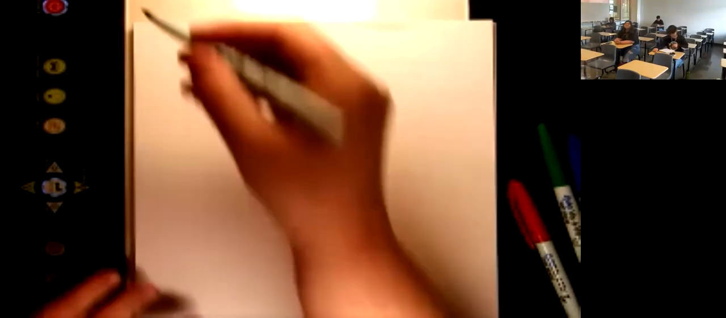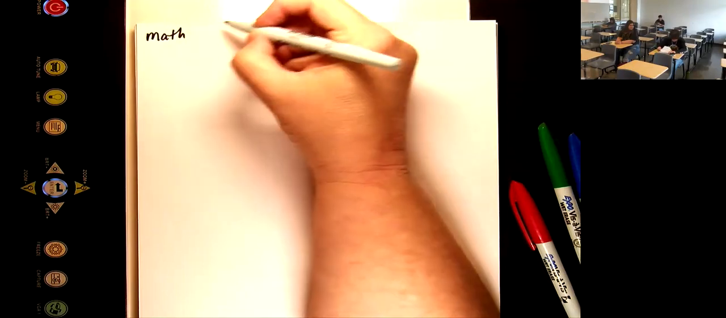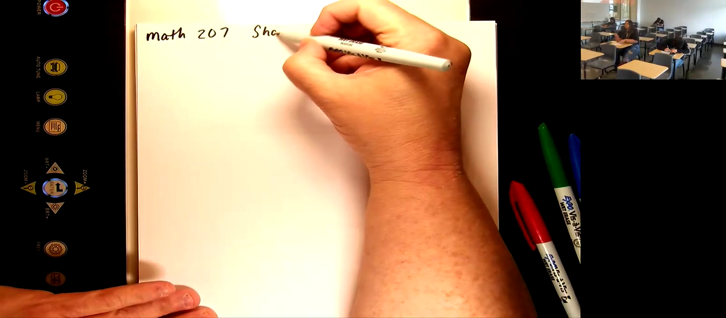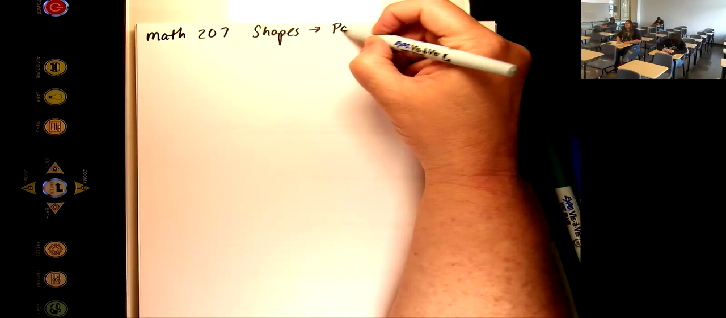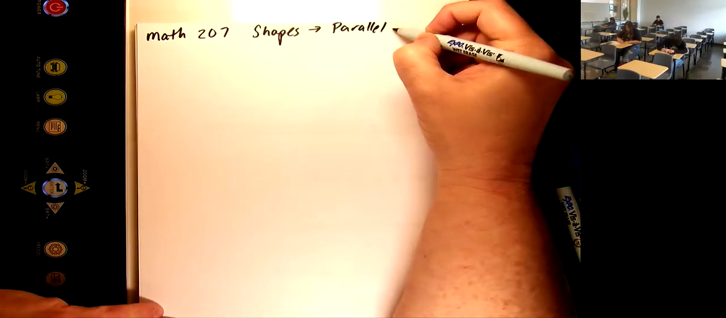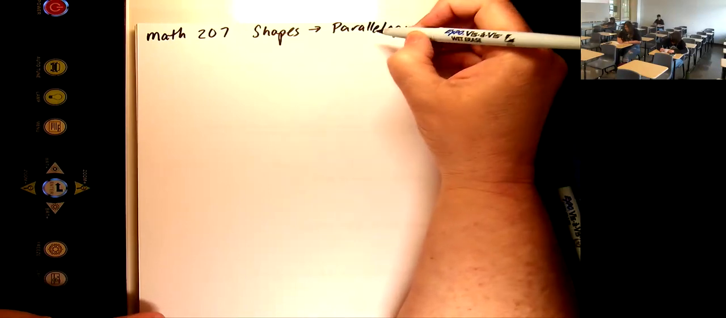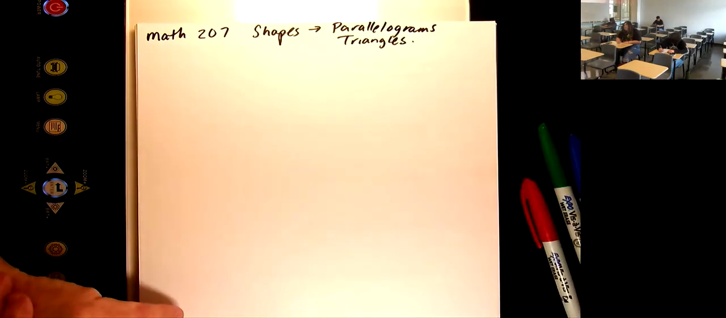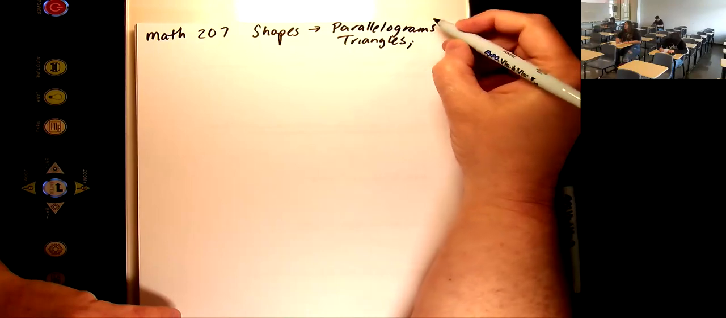Today, what are we doing? We're continuing some work in 17.2 on some shapes. In particular, we've been working on parallelograms and triangles. Let's see, and trapezoids. I guess that's not quite a parallelogram.